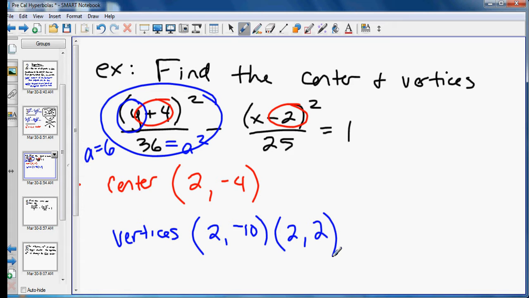So just to make sure the process makes sense, I'm looking for the first term, the term that is positive. The denominator is my a squared. I then find a, and I add and subtract that number to whatever variable is in that term in the center.